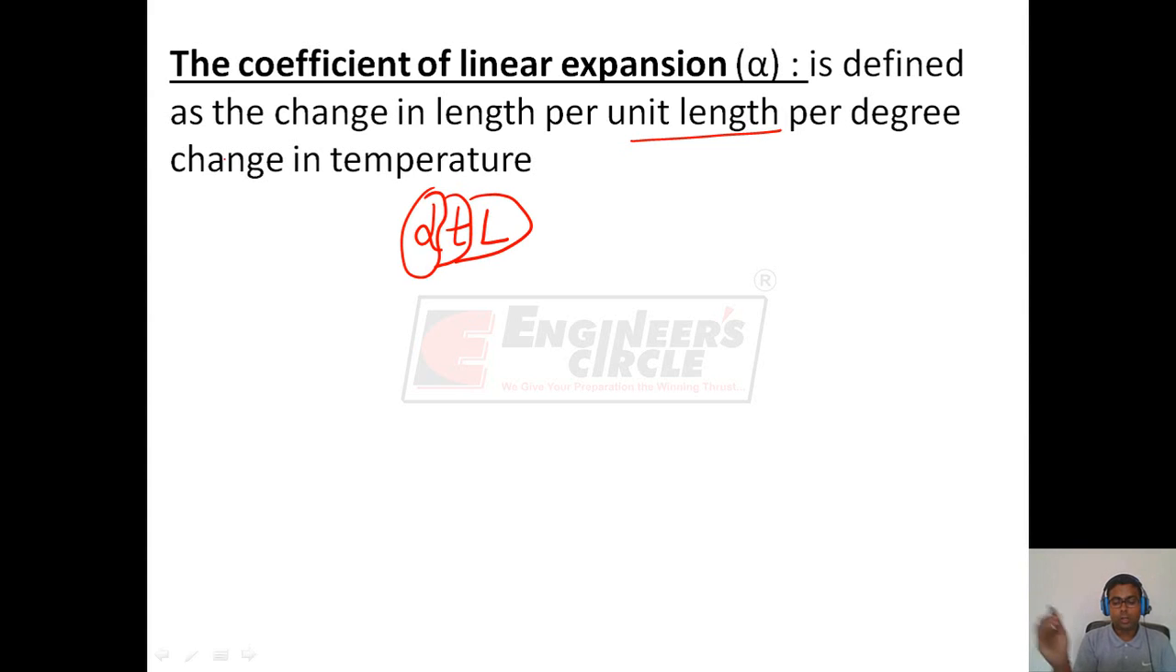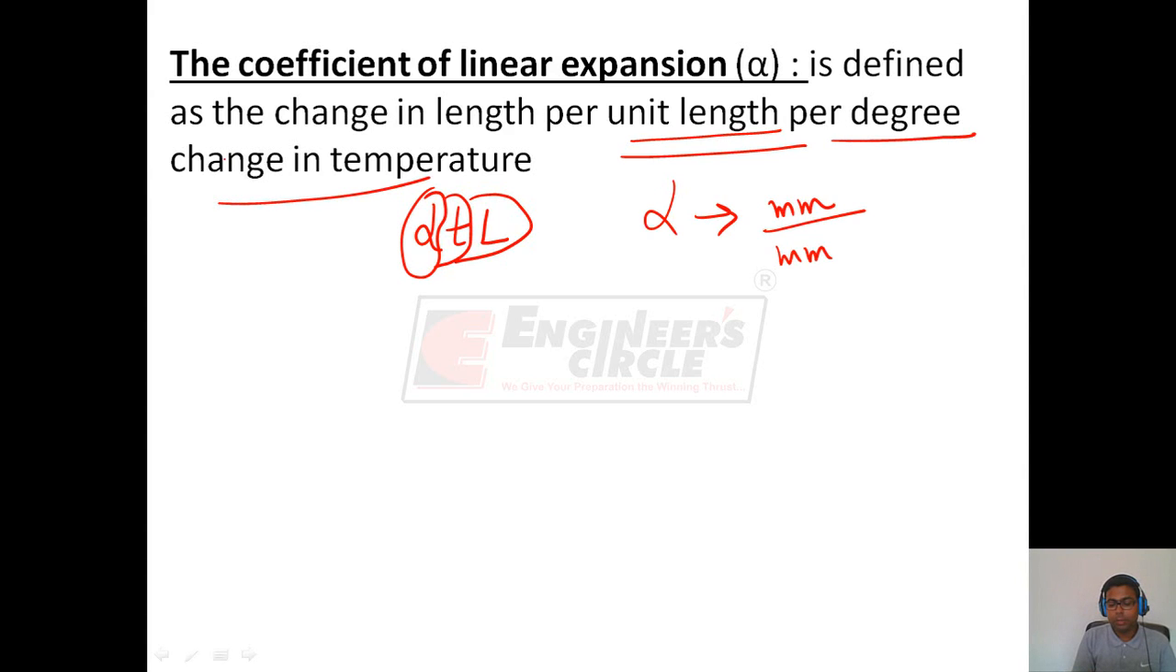If length is L, then the total change will be alpha T L. The units of alpha are therefore change in length, that is some mm, per unit length, which will be some mm, per degree change in temperature, which will be degree centigrade. So cancelling these two, we get the unit of alpha as 1 upon degree centigrade, that is per degree centigrade.